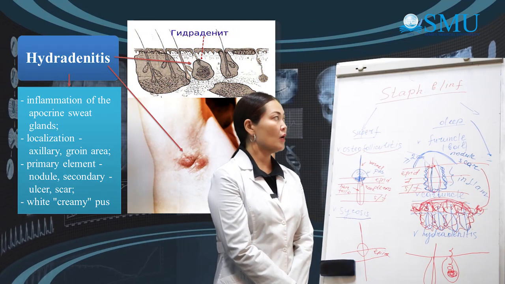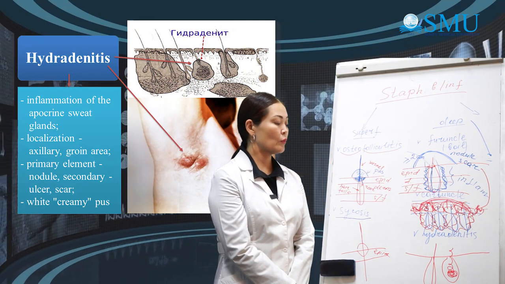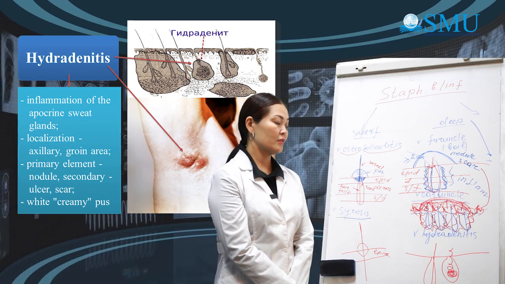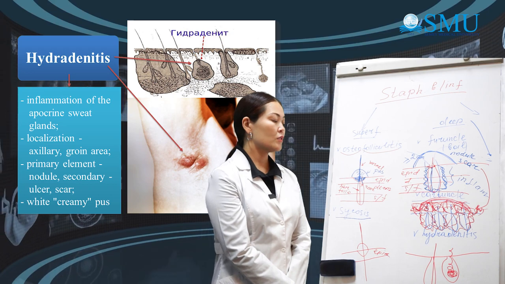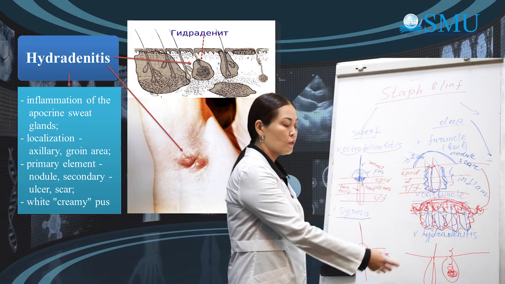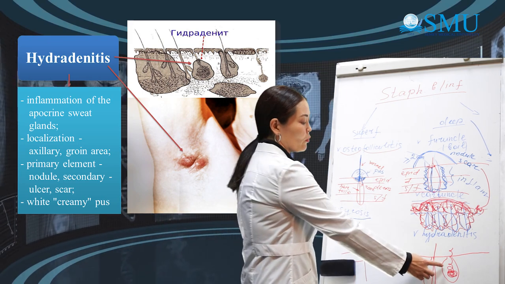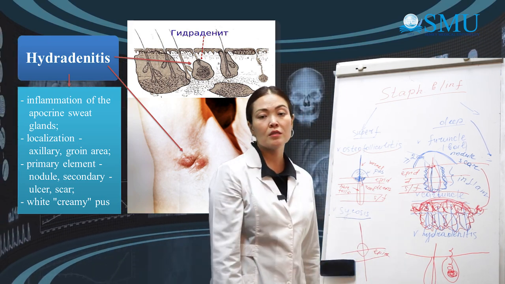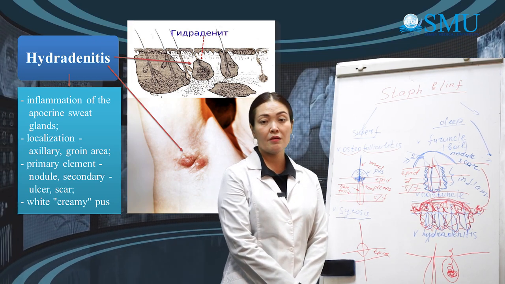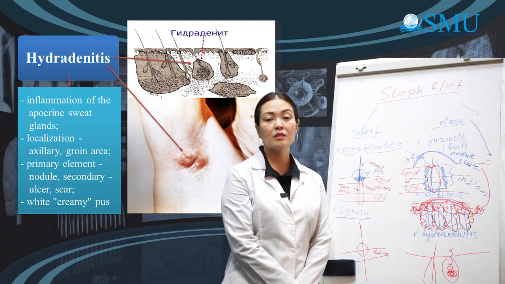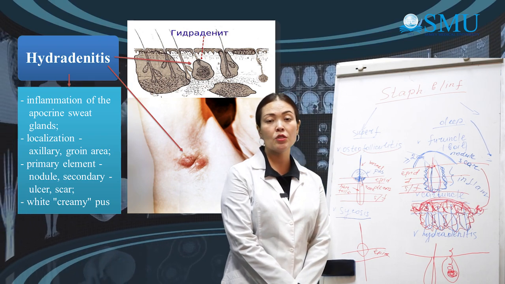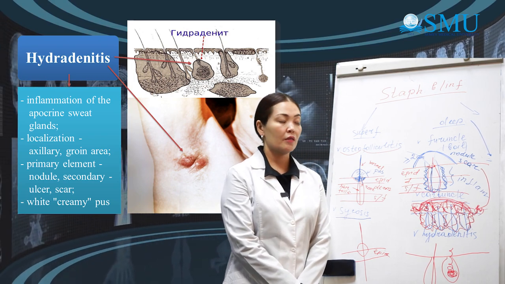The last disease from the staphylococcus group of infections is hidradenitis. In real situations, hidradenitis is a very interesting disease, because only in this disease will the pathological process be located not at the hair follicle, but at the apocrine sweat glands, which are located in the big skin folds of our body. So hidradenitis has a favorite location. Mostly it is located in the big skin folds of the patient's body, I mean the axillary region, groin region, and so on.